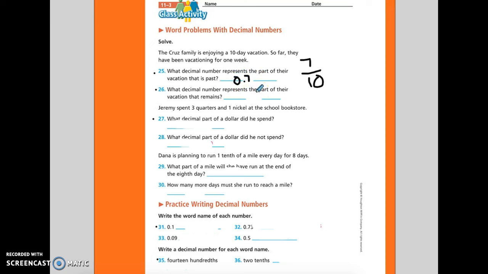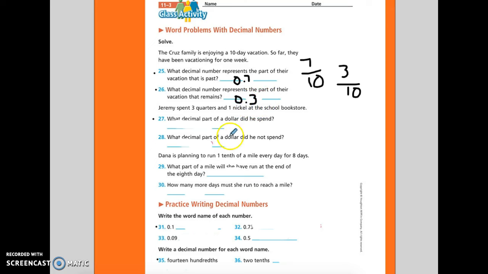of their vacation. Now the next one says, what decimal number represents the part of their vacation that remains? Well, if they've been gone for 7 days and they're going to be gone for a total of 10, I'm going to figure out how many days are left. So they've been gone for 7, they have 8, 9, 10. They've got 3 days left. So they have 3 of 10 days left. Again, I use my trick. I go ahead and write my 3. I count my zeros. I've got 1, and I'm going to move it over. So they've got 3/10 of their vacation left.